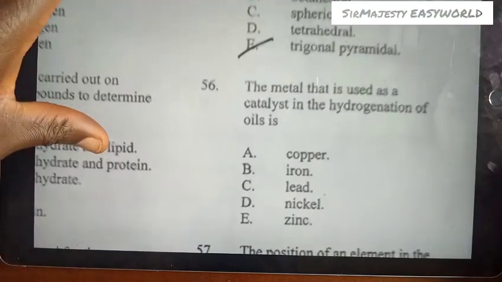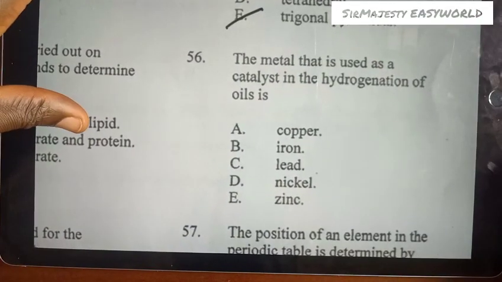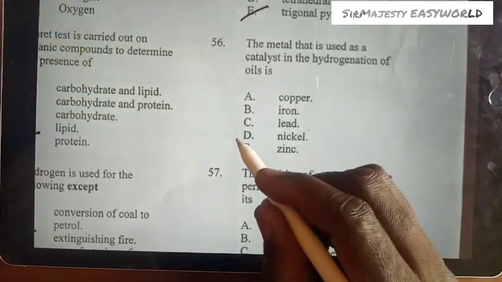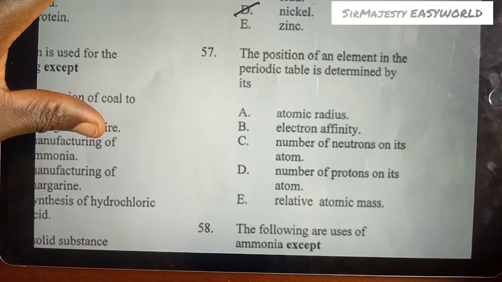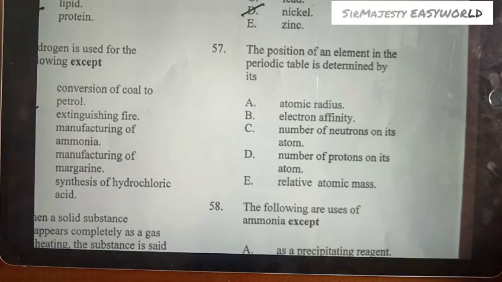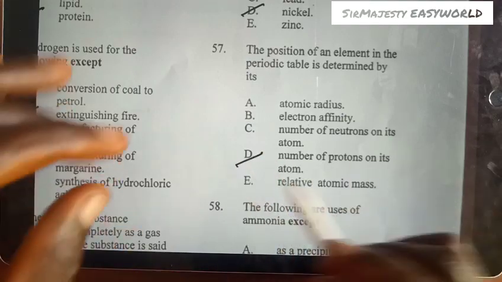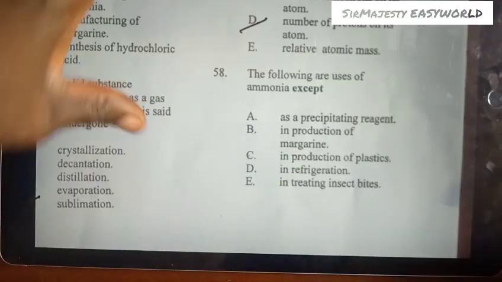Okay, the metal that is used as a catalyst in the hydrogenation of oils should be nickel. That's the conversion of oil to fat. The position of an element in the periodic table is determined by its atomic number, which is also the number of protons. So option D is correct.